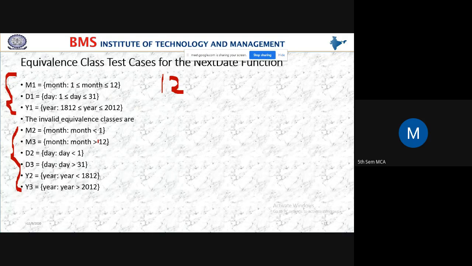And here I have an invalid subset: less than 1. Do I have any month which is less than 1, students? Yes?